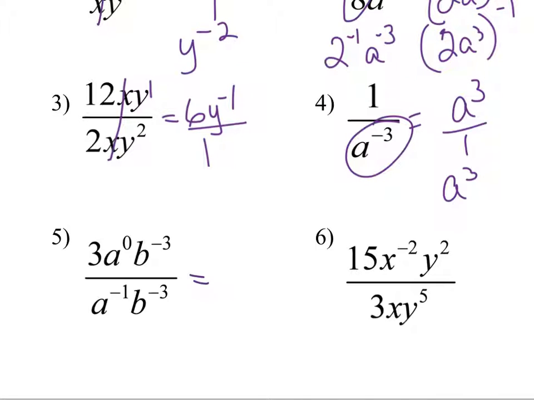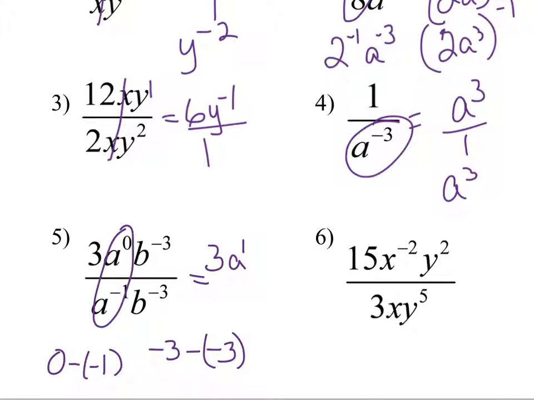So here, you can do the subtraction with the a's if you want, but a to the 0 power is 1. But 0 minus a negative 1, that is a to the first power. And then negative 3 minus a negative 3, that's 0. So anything divided by itself is 1 anyway. So we're just left with 3/8 to the first power.